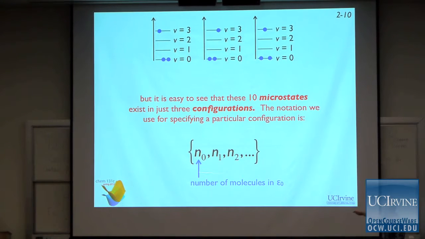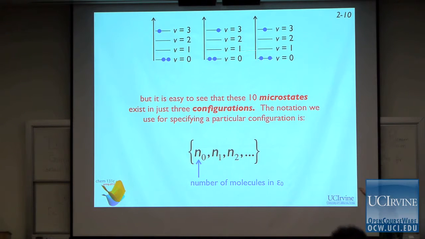And we've got a short form notation that we can use to identify not microstates, but families of microstates, configurations. These curly brackets are going to help us identify different configurations that these microstates can be in. The first digit inside the curly brackets is going to be the number of molecules in the ground state. The next digit is going to be the number of molecules in the first excited state, and so on and so forth. That's what this notation will mean.